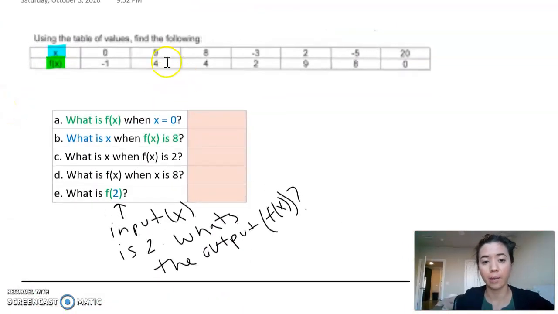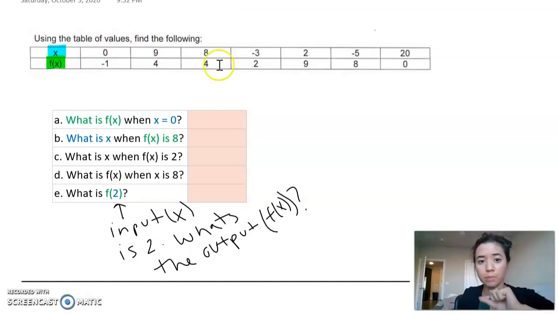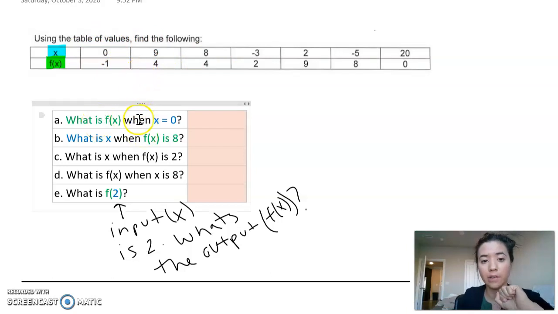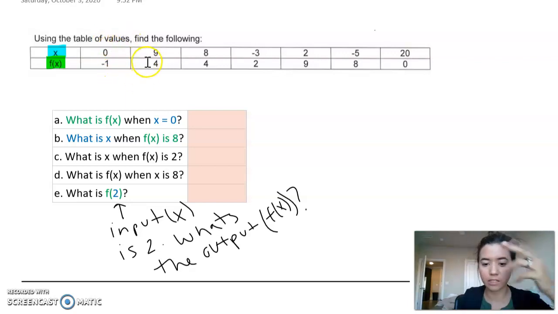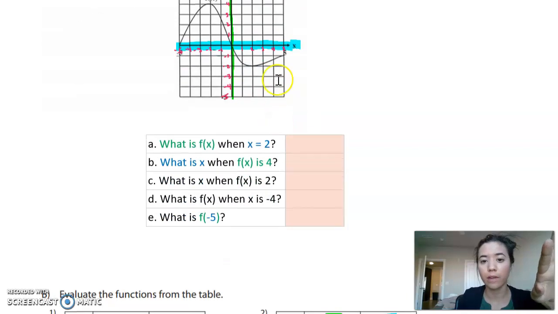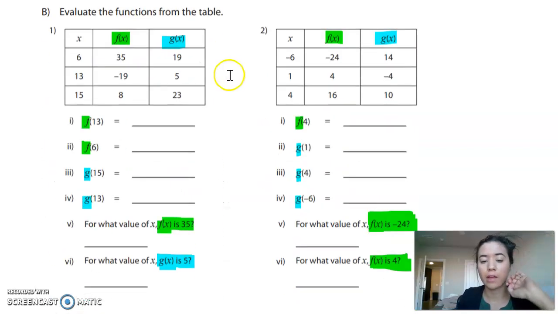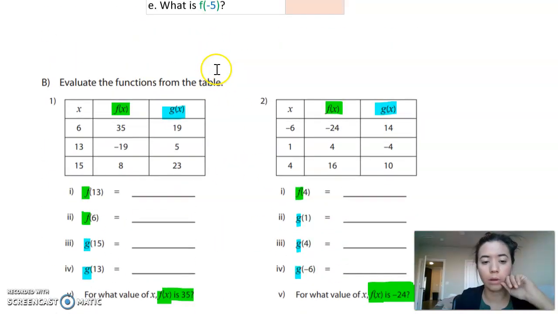So you have a table here, which is just flipped sideways. So your inputs are now up top, and your outputs are on the bottom. So what is f of x when x equals 0? Well, x equals 0 right here. Your output was -1. Okay? So just pay attention to the fact that it's flipped. Shouldn't be too much of a big deal. Then you have a graphing problem, and then you have some more work with a table down here.